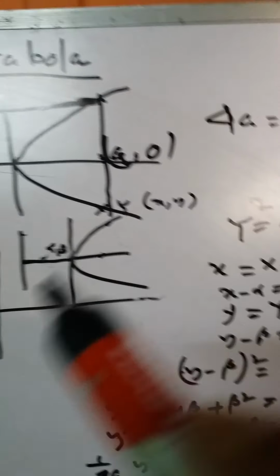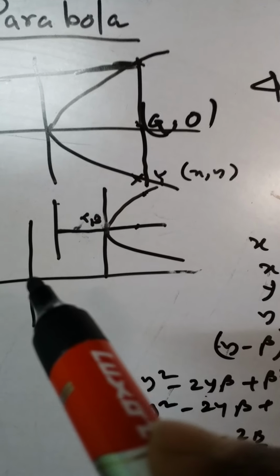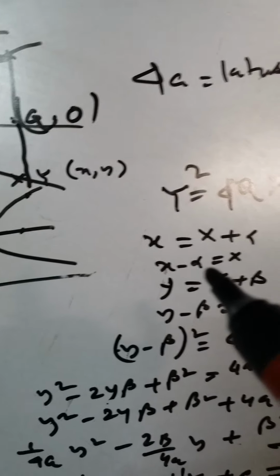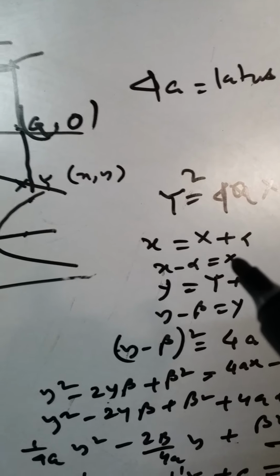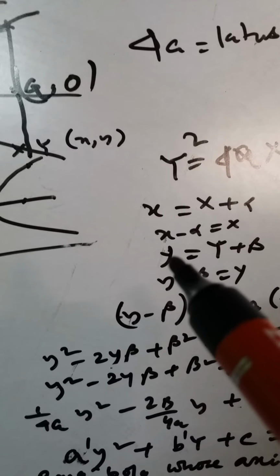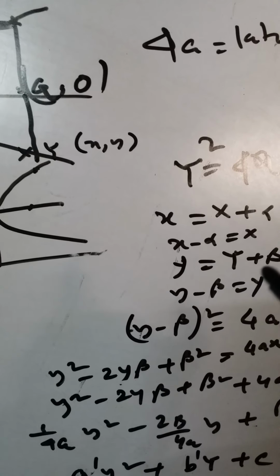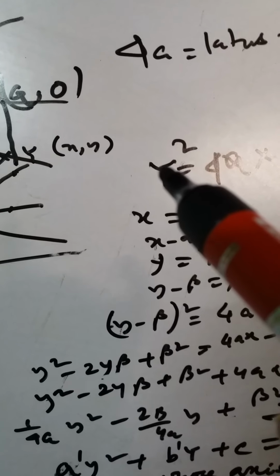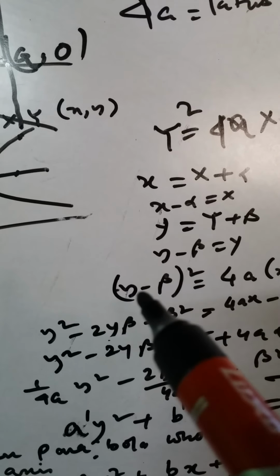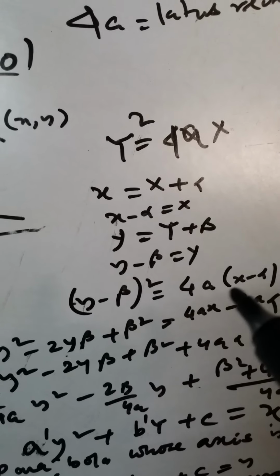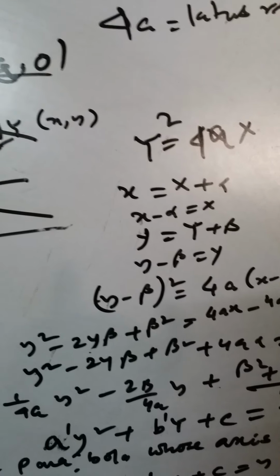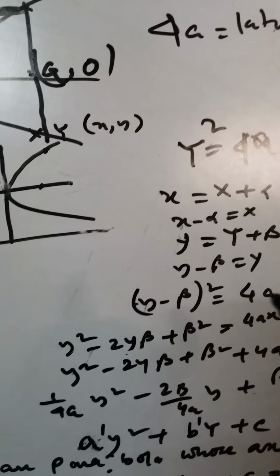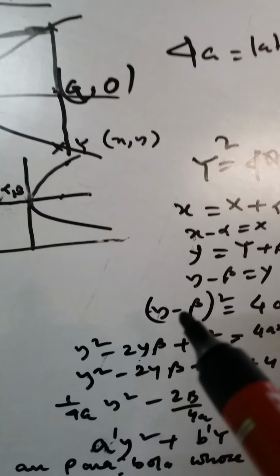If you consider x y with respect to this coordinate 0 0, then small x equals capital X plus alpha, so x minus alpha equals capital X, and small y equals capital Y plus beta, so small y minus beta equals capital Y. Put the value in Y square: y minus beta whole square equals 4a into x minus alpha. That is the equation of the parabola whose axis is parallel to the x-axis.